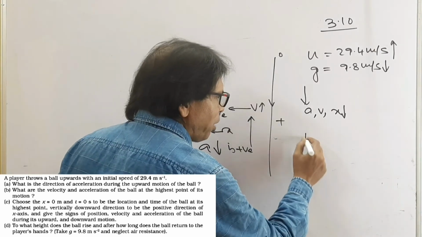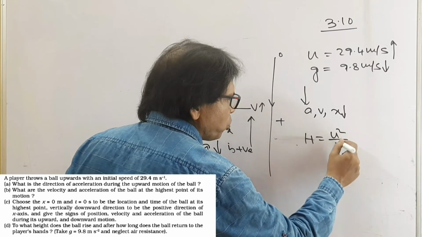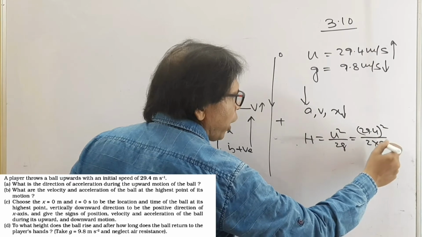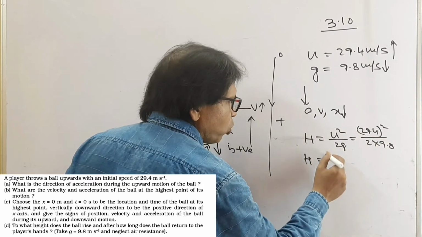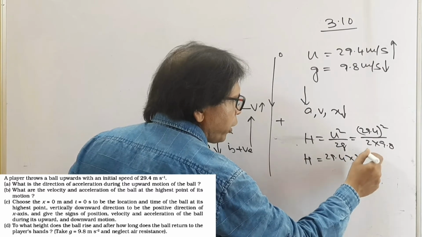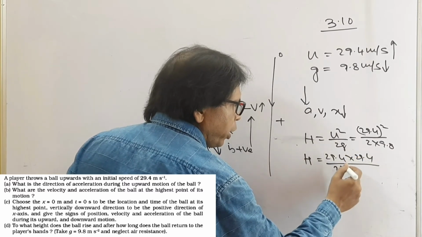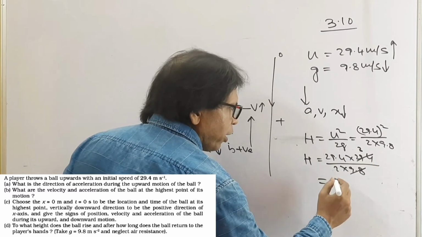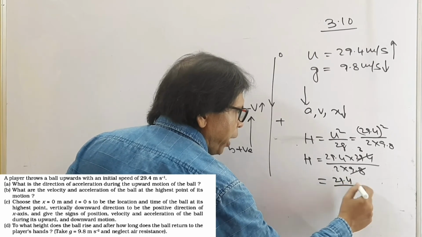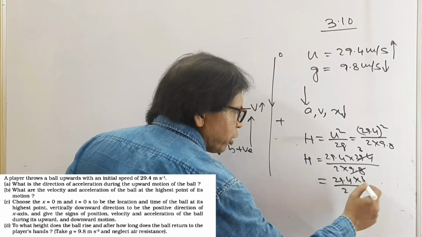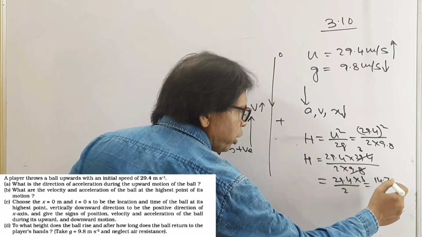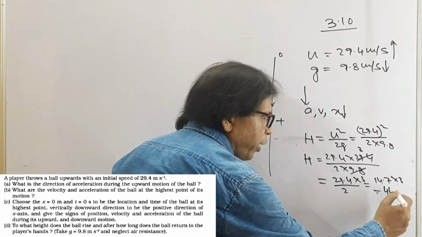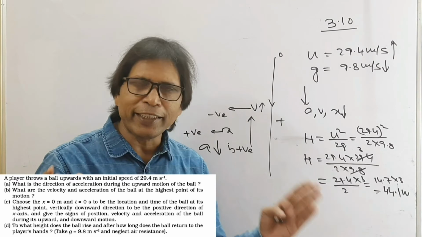Next we have to calculate the maximum height and total time of flight. The maximum height h equals u square by 2g, so 29.4 whole square divided by 2 into 9.8. So h equals 29.4 into 29.4 divided by 2 into 9.8. So this is 29.4 divided by 2 into 3, which is 14.7. So 14.7 into 3 is 44.1 meter, the height ascended by the ball.